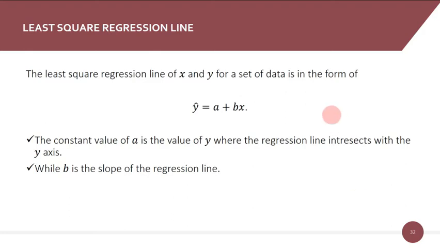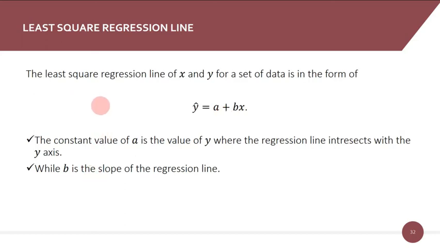So the least square regression line of x and y for a set of data is in the form of y bar, estimated y, equal to a plus bx. Sometimes we call it y equal to mx plus c. So the constant value of a here is the value of y where the regression line intersects with the y-axis.